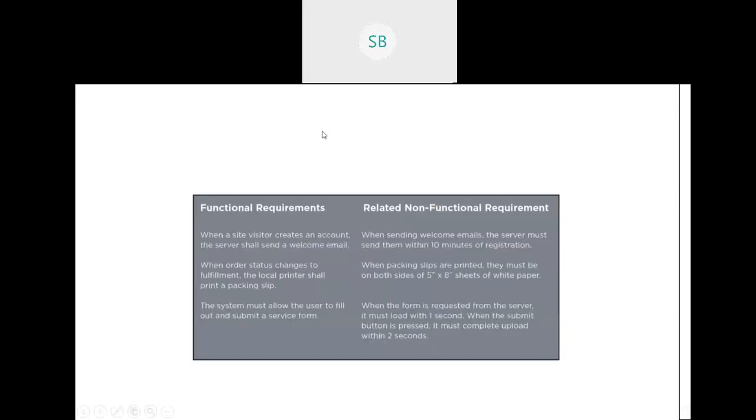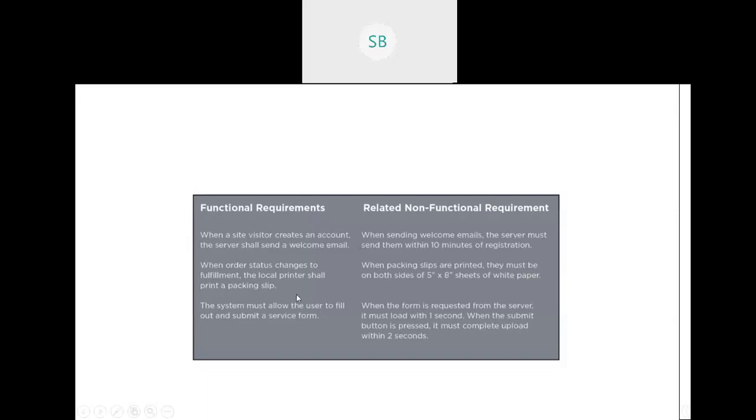Just now I gave an example. When a site visitor creates an email account or any account, the requirement is that he should get an acknowledgement, and that acknowledgement should reach within 10 minutes of registration. If the acknowledgement is sent within 10 minutes, then it's okay, but if it is sent after 10 days, no use. So that is the non-functional requirement.